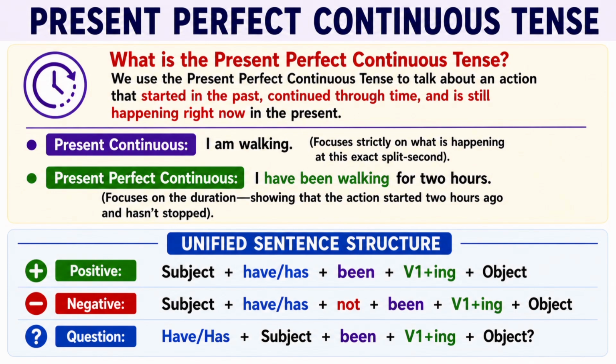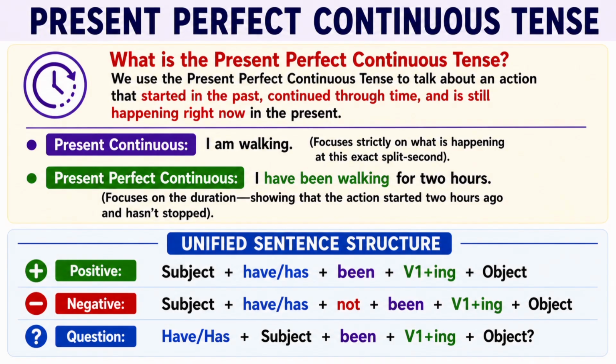This focuses only on what is happening at this exact moment. Present perfect continuous. I have been walking for 2 hours. This focuses on the duration. It tells us that the action started 2 hours ago and has not stopped yet.